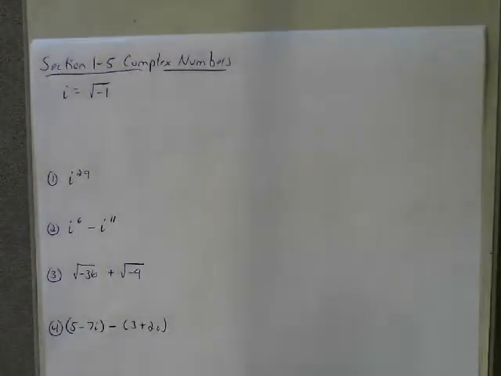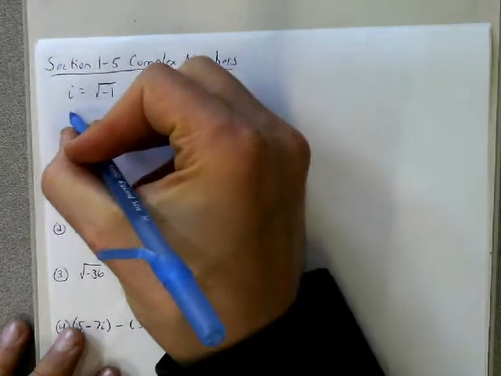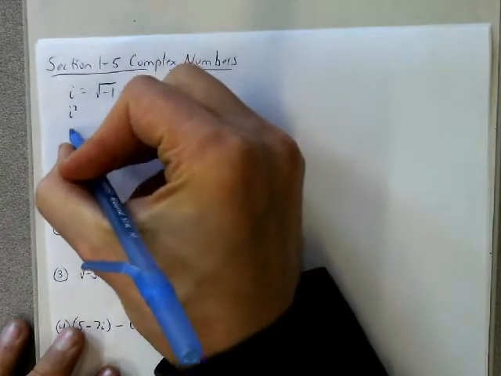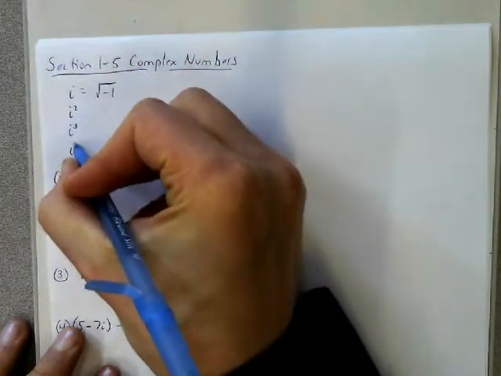In this section, we'll cover complex numbers. As a reminder from Algebra 1 and Algebra 2, i is equal to the square root of negative 1. So, therefore, we can find three other values for i squared, i cubed, and i to the fourth.